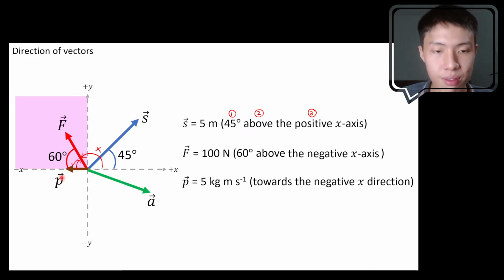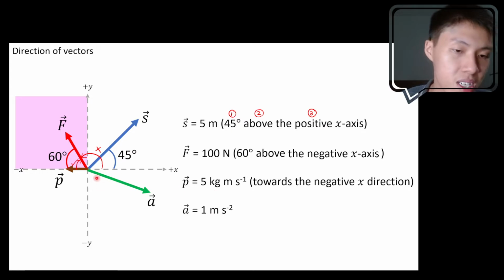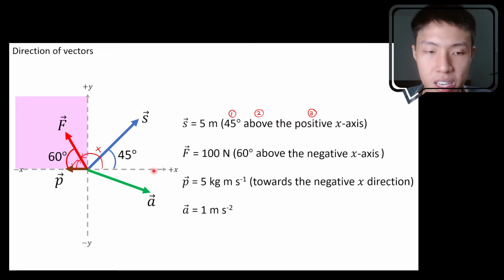Okay, last one. We have vector A here representing acceleration. Let's put in the magnitude first. The magnitude is 1 meter per second square. And now to determine the angle, the angle should be towards the nearest x-axis. Towards the negative side is a bit too far, so we go towards the positive side. So we measure this to be, let's say, 20 degree. Then this will be the 20 degree we put in.